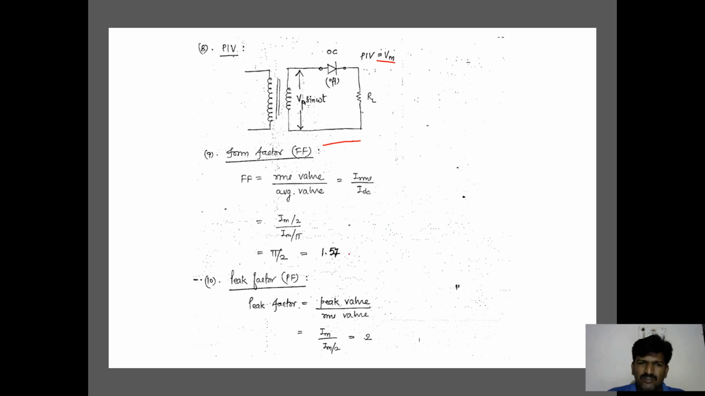Peak factor is equal to the peak value divided by RMS value. Peak value may be a current or a voltage. Peak value of the current is Im. RMS value of the current is Im by 2 according to the half-wave rectifier. For a full cycle you can write Im by root 2 basically, but it is written according to the half-wave rectifier as Im by 2. It is nothing but Im divided by Im by 2. Im gets cancelled, and the resultant output is 2. That is the peak factor.